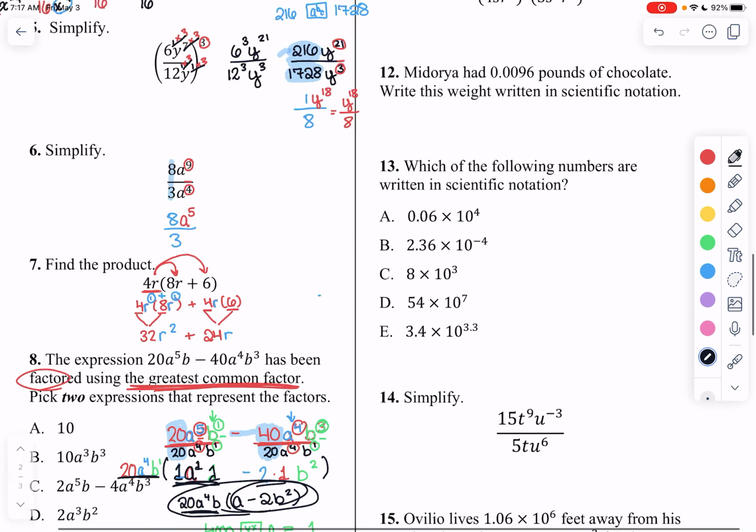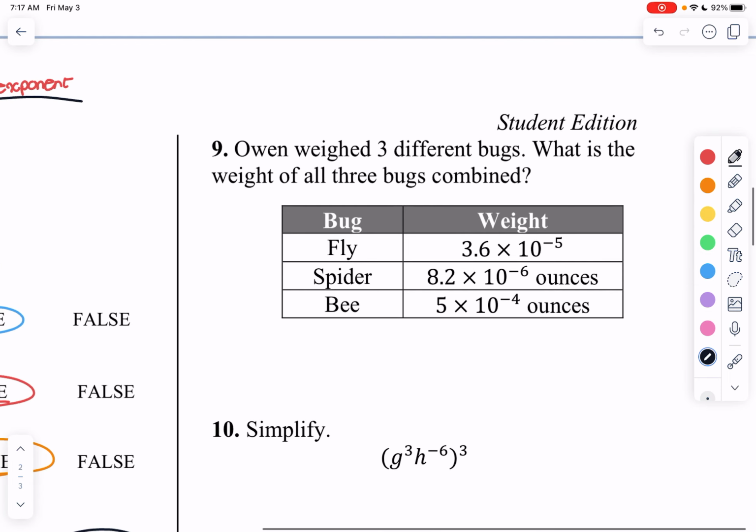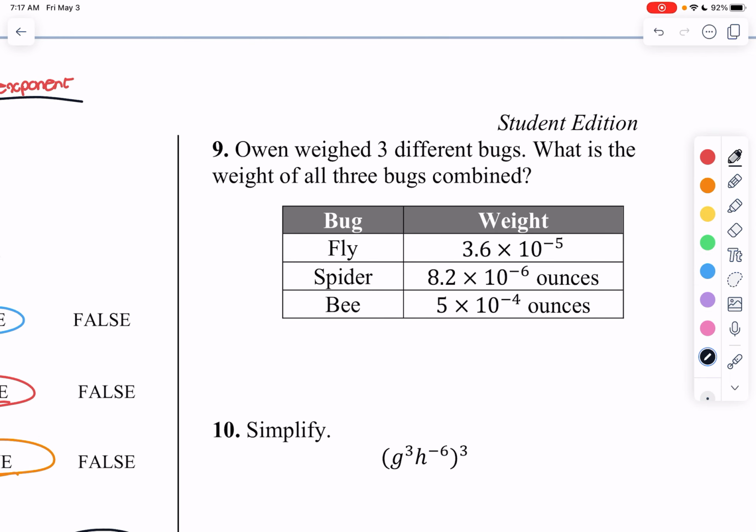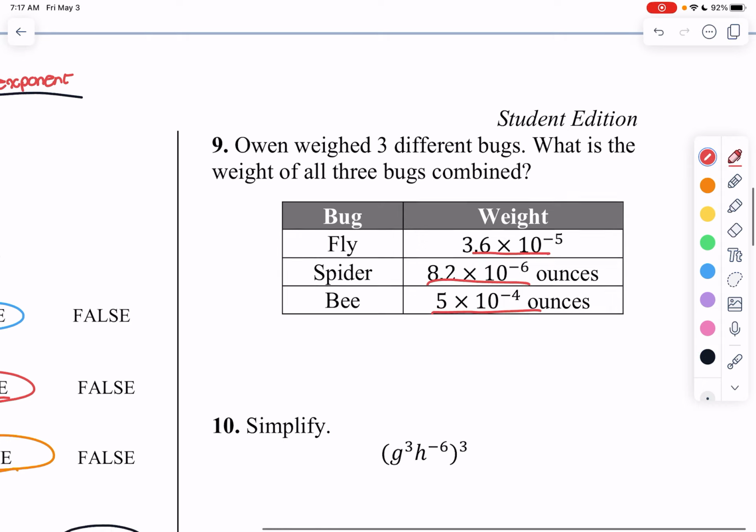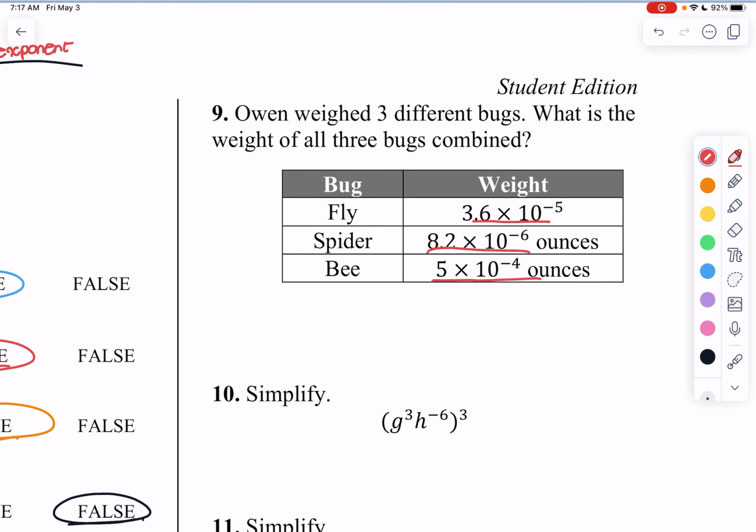All right, saving time by moving on to number 9. Okay, Owen weighed 3 different bugs. What is the weight of all 3 bugs combined? So first up, I am looking at numbers in scientific notation. Okay, these numbers are all in scientific notation, meaning it's not easy for us to combine them, right? In math, combining is adding, and it would not be fun to type all of these numbers into my calculator.